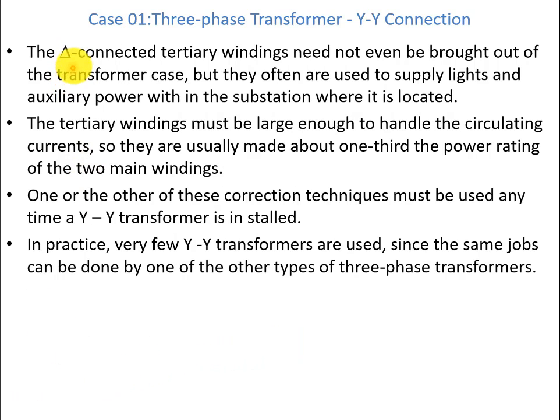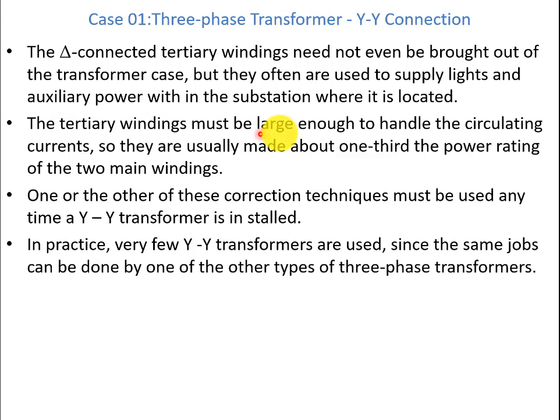So the delta connected tertiary winding need not even be brought out of the transformer case, meaning we can leave it there inside and it will just be dissipating that current. We just have to cool it down. But they are often used to supply lights and auxiliary power within the substation where it is located. So, we can use it for certain purposes.